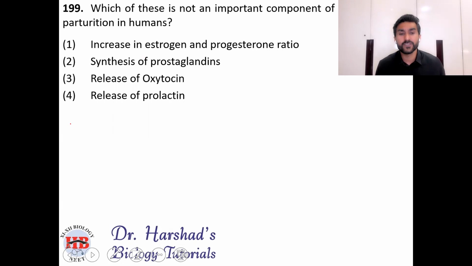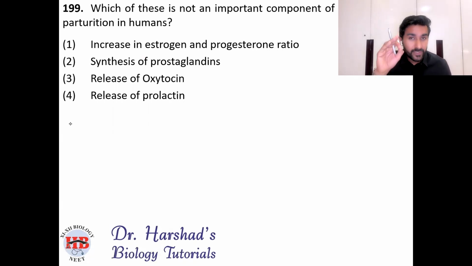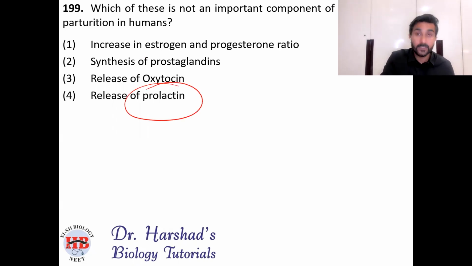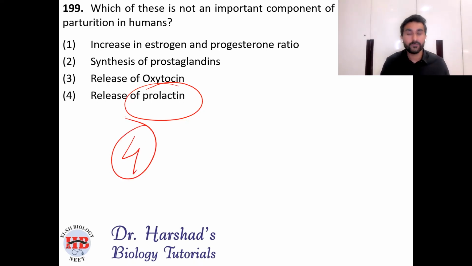We go to the next question. Which of these is not an important component for the initiation of parturition? Now, parturition is helped by high estrogen, prostaglandins, and oxytocin. Mind you, high estrogen, prostaglandins, and oxytocin all play a role in parturition. Prolactin plays a role in lactation, not parturition. So again, according to me, a straightforward question. Our answer would be option number 4.